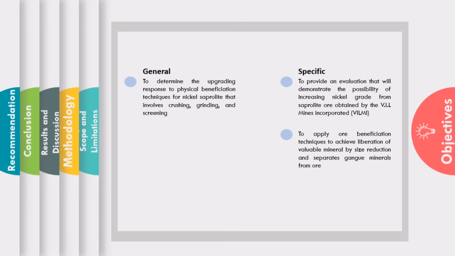Second, to apply the ore beneficiation techniques to achieve liberation of valuable mineral by size reduction and separate gangue minerals from ore. And for the last one, to at least separate silica from nickel-bearing garnierite by physical beneficiation techniques. So, garnierite, in the pockets of fissures of the serpentinite rock, green garnierites can be present in minor quantities, but with a high nickel content, mostly 20 to 40%.